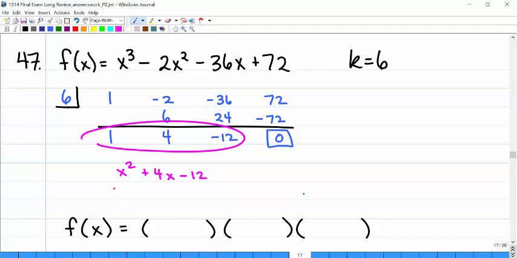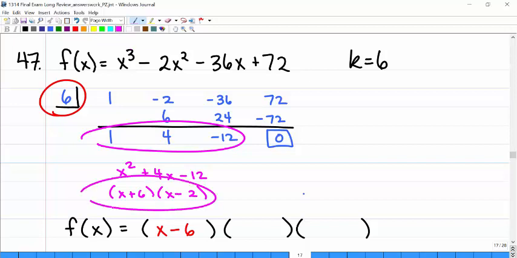That factors to x plus 6 times x minus 2. So I can factor f, knowing my zeros. And what are my zeros? My first 0 was 6, so my factor is x minus 6. And then I also have these two factors of x plus 6, x minus 2. So kind of going back and forth between factors and zeros.